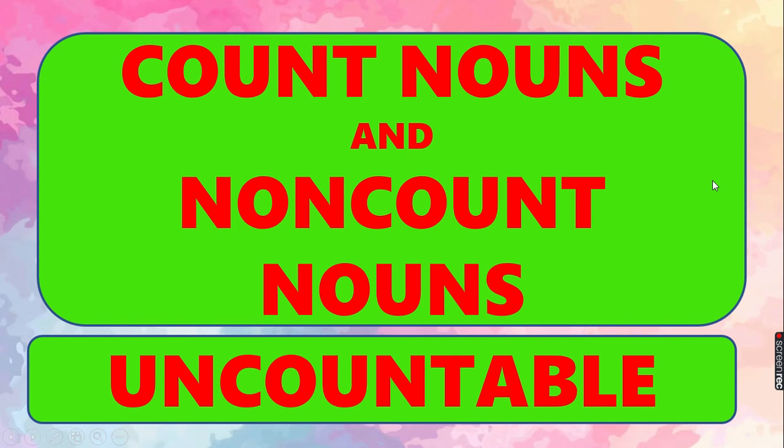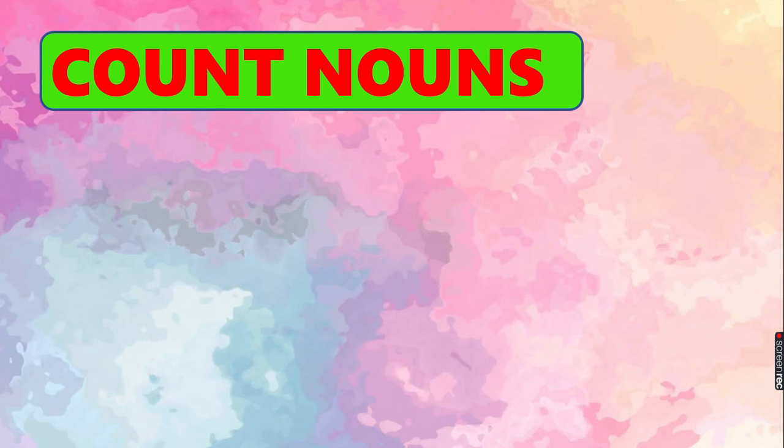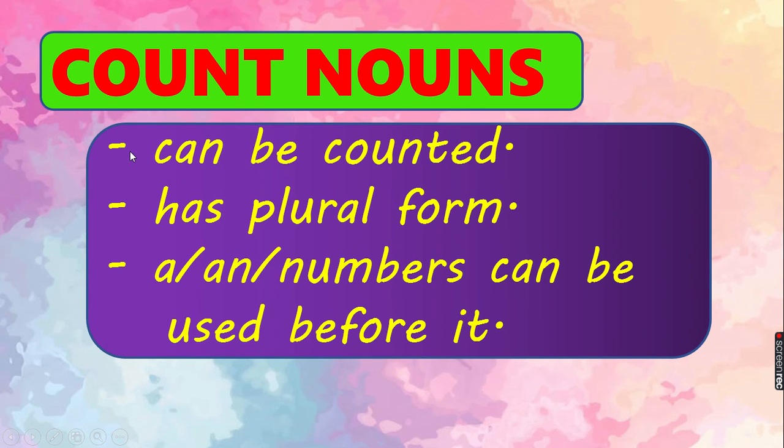So what are those count nouns again? Count nouns. Say that with me. Count nouns. So these are the nouns that can be counted. What does it mean that can be counted? It means we can count it. How to count? For example, 1, 2, 3, 4, 5, 6, 7, 8, 9, 10, 11, 12, 13. So that is called counting. If we can count it one by one, then it's a count noun.